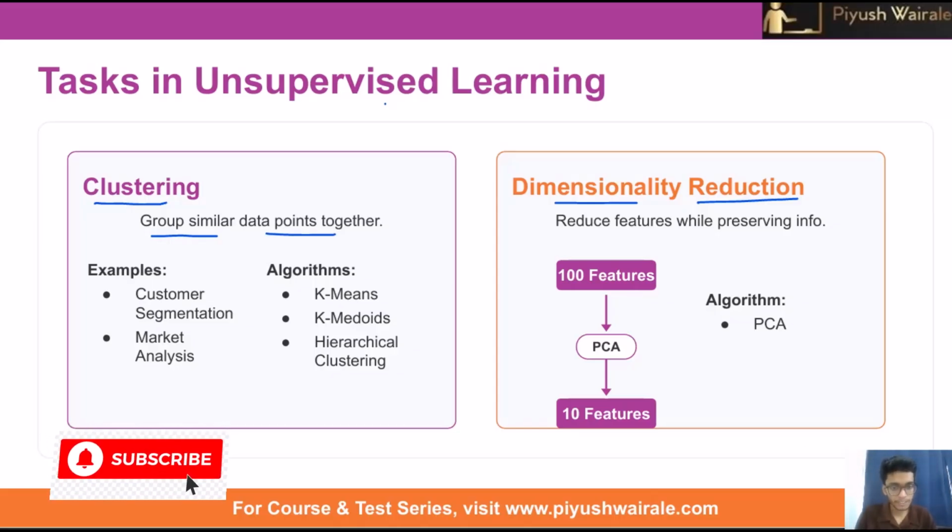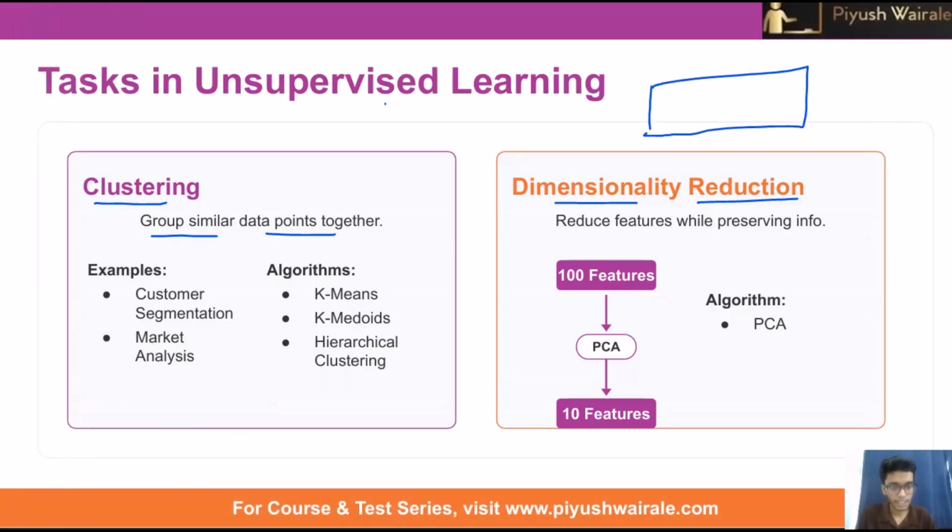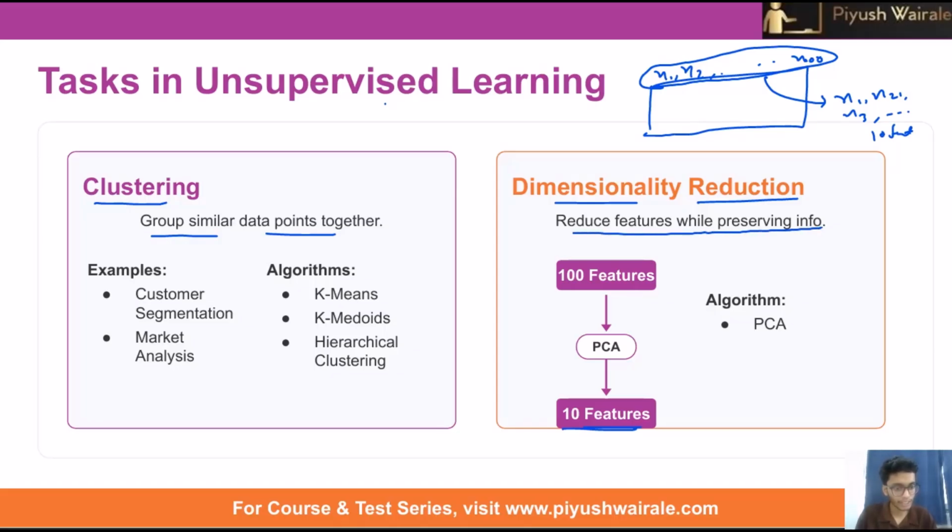And dimensionality reduction is when there are too many features given to us. Let's say x1, x2, going up to x100. Obviously all these features will not be relevant to us, so we try to reduce them to a certain set of features. Here it is 10 features; we'll select, let's say, x1, x21, x3, and so on, up to 10 features. So this is what we do in dimensionality reduction: we reduce the features while preserving the information.